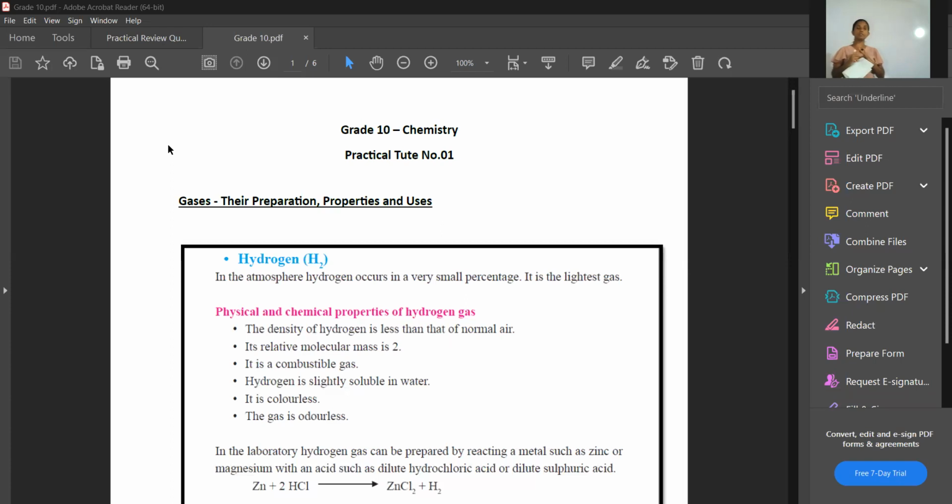Here, properties means both the physical properties and the chemical properties, Pute. And also how we can prepare the gases, how we can identify those gases, what the uses of these gases are, and the collecting method of these gases. So today, first we discuss gas preparation.